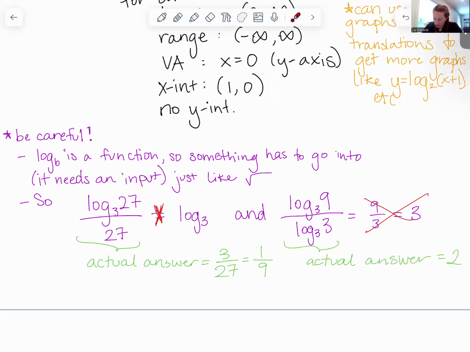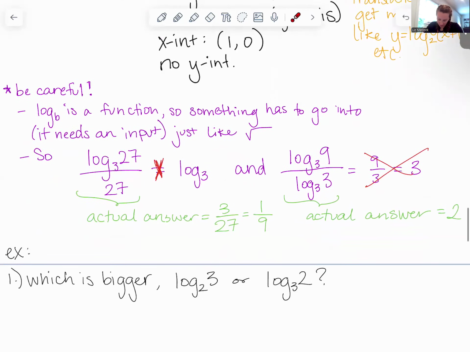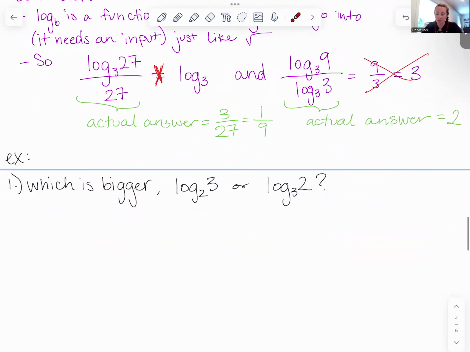And then over here, we can find or evaluate what log base 3 of 9 is. That's 2. And then log base 3 of 3 would be 1. So this answer would be 2. So you can definitely see that this is not going to be the correct answer.